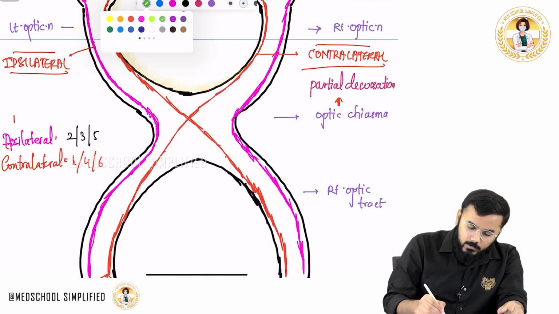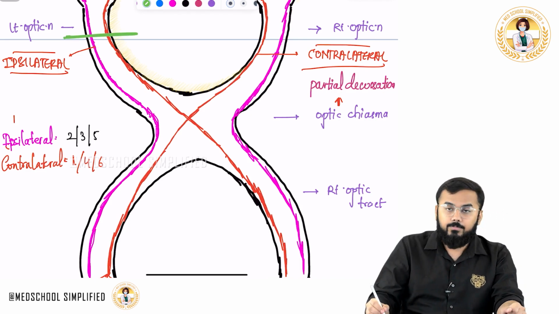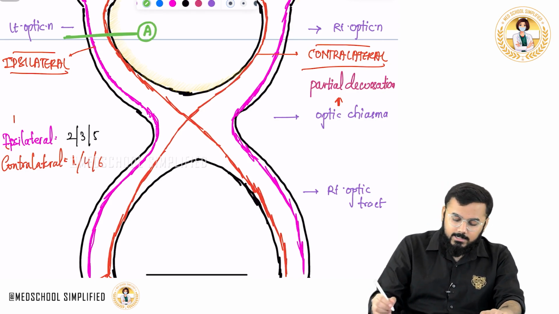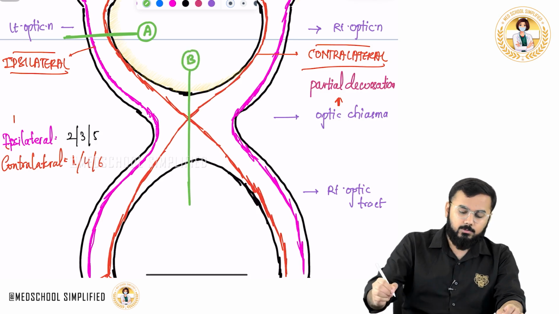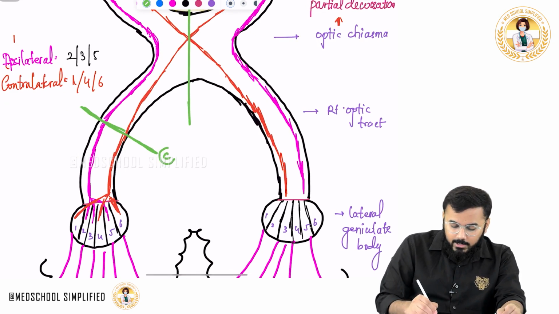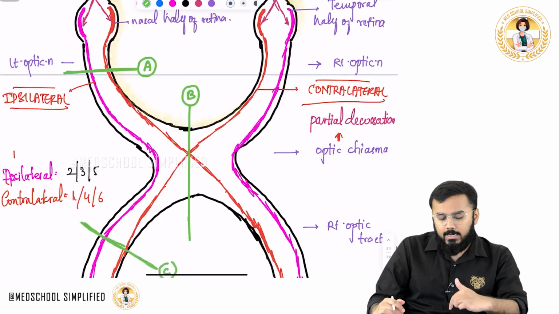For example, what I am trying to tell you is that if I am cutting down the left optic nerve over here and I am writing it as A, this lesion is called A. Let us say I am cutting down the optic chiasma here and I am telling this lesion is B. Let us say I am cutting down this part and I am telling this lesion as C. So what will happen in A, B and C?